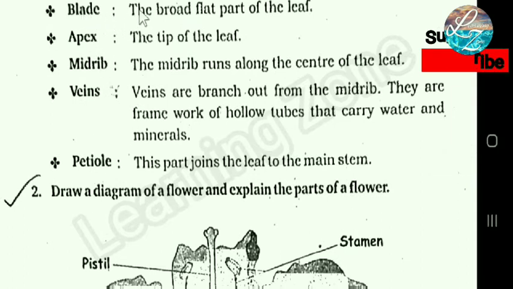Blade, the broad flat part of the leaf. Apex, the tip of the leaf. Midrib, the midrib runs along the center of the leaf. Veins, veins are branched out from the midrib. They are a framework of hollow tubes that carry water and minerals. Petiole, this part joins the leaf to the main stem.